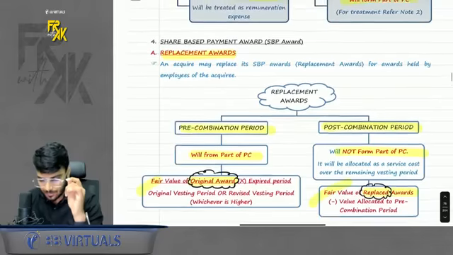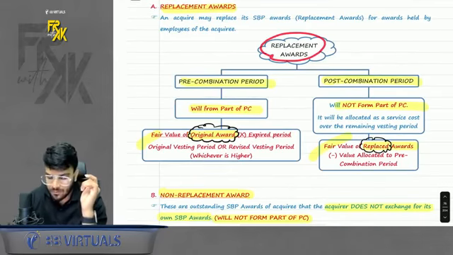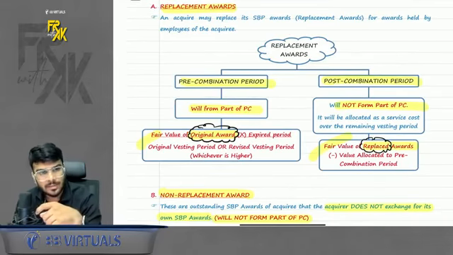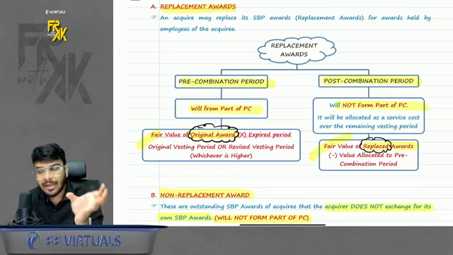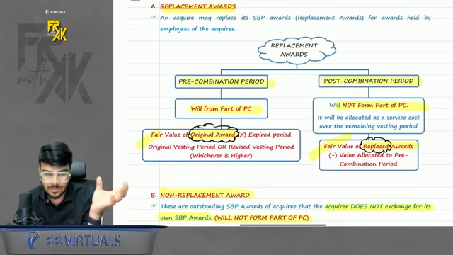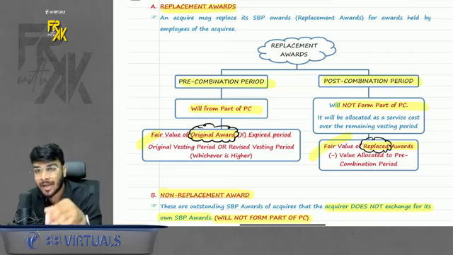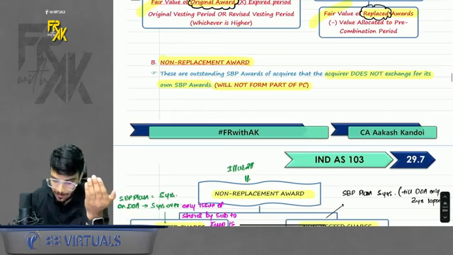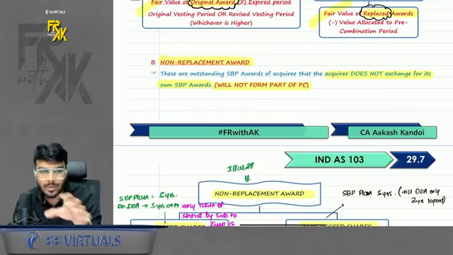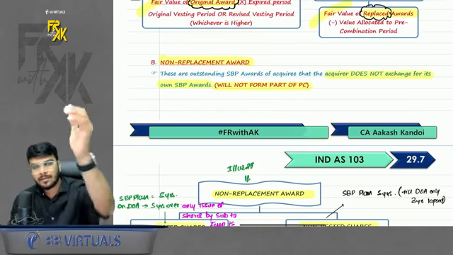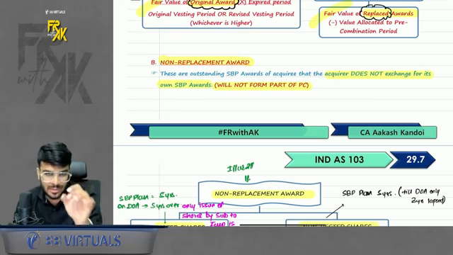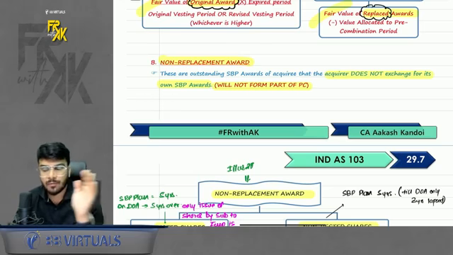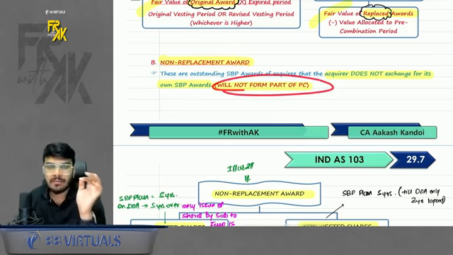See, remember in replacement award, what was happening? Acquiree had an SBP plan. So when I was acquiring a subsidiary, I took over the plan of that subsidiary also. I took over the share-based payment plan of that subsidiary also. In non-replacement award, you are not going to take over the plan. The plan was announced by the subsidiary. Subsidiary has the responsibility to issue the shares to the employees. Parent won't do anything. So here, nothing will form part of PC.